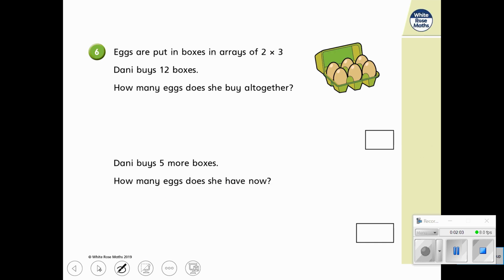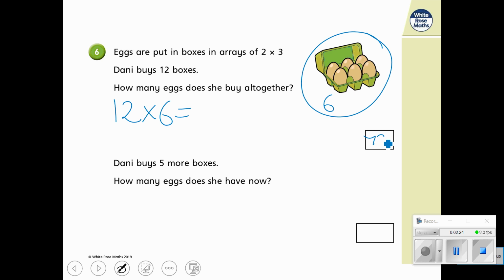Okay, let's put in boxes in arrays of 2 times 3. We can see that very clearly in our diagram. Danny buys 12 boxes. How many eggs does she buy altogether? Okay, so we know that there are 6 eggs in one box. She buys 12 boxes, which is 12 times 6, which is, that's right, 72.